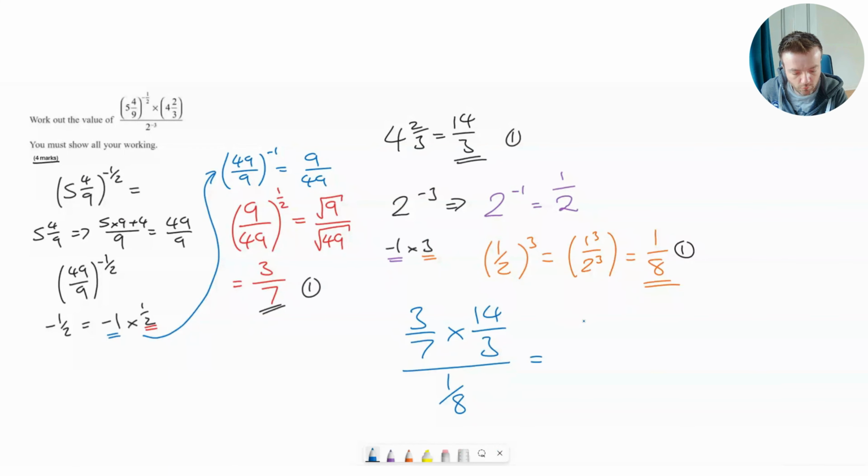When we multiply fractions together, all we do is literally multiply the tops and multiply the bottoms. Now, 3 times 14 is the same as 6 times 7, so that's going to be 42, and then 7 times 3 is going to give us 21. So I've just done this bit. Now we can simplify that clearly, which is wonderful. That's going to give us 2.